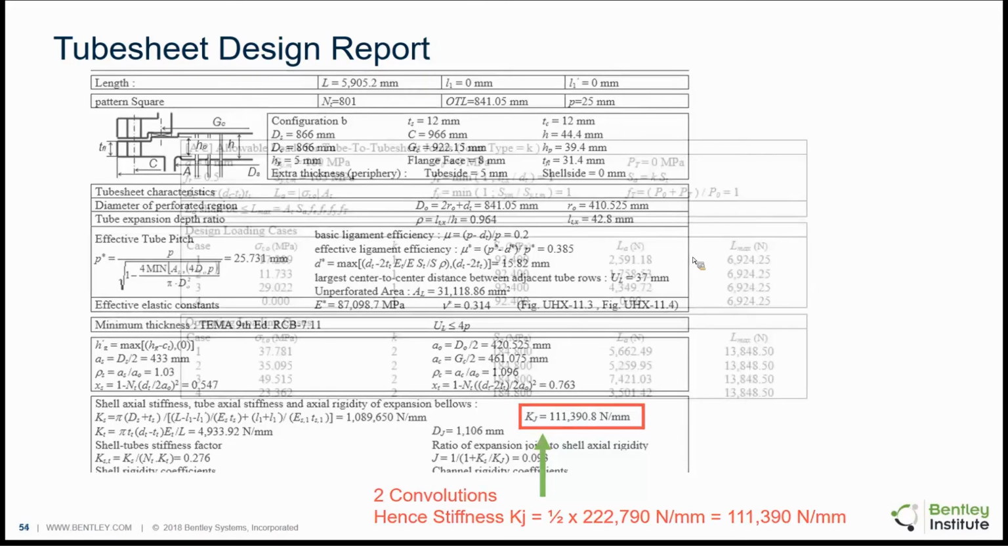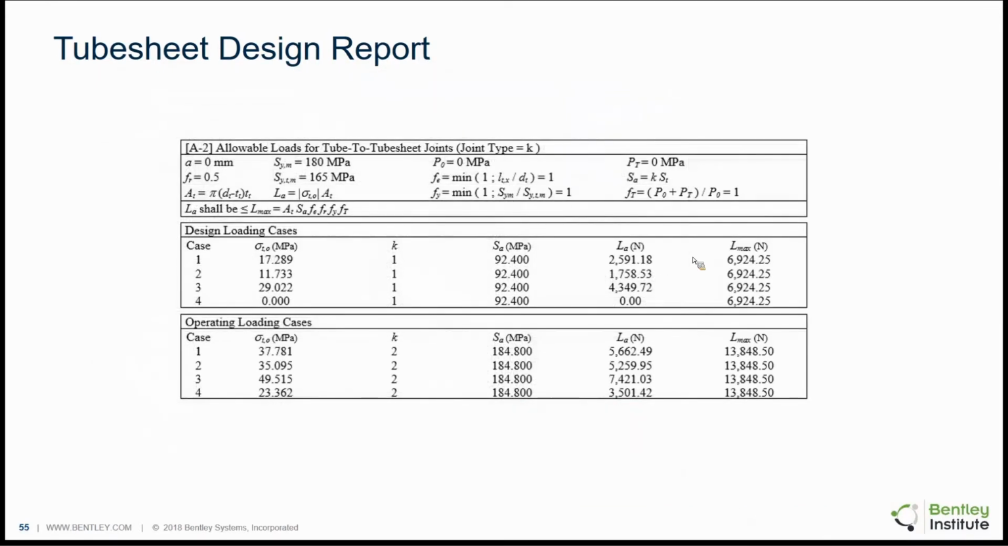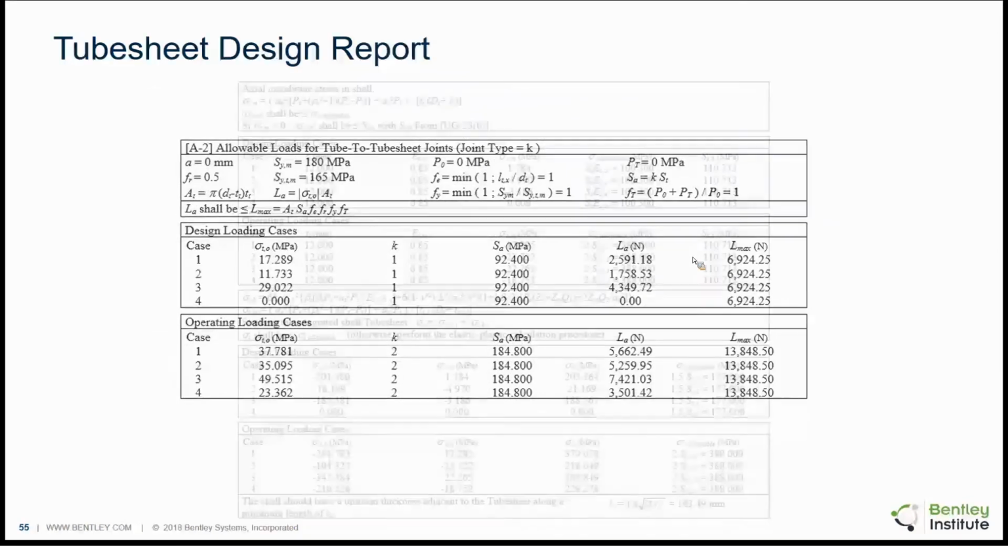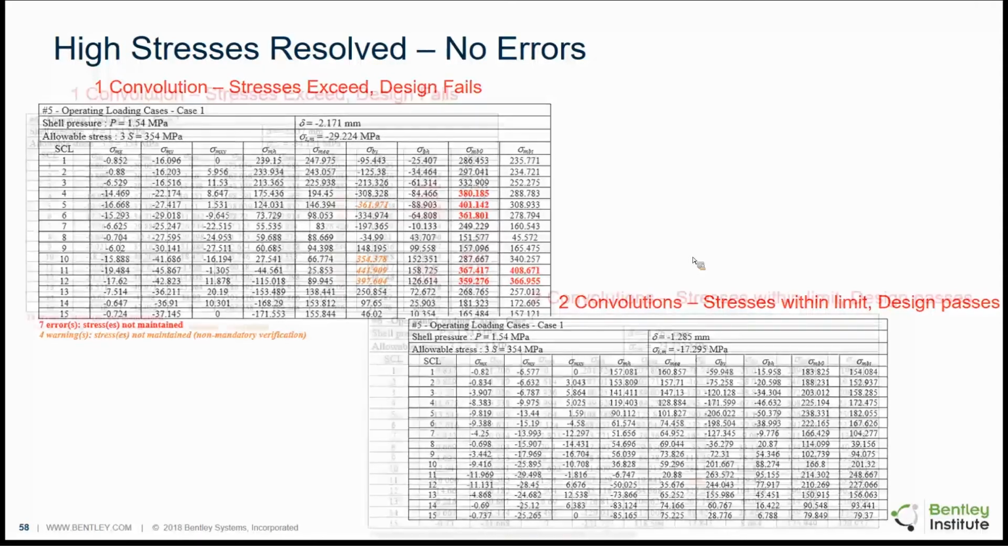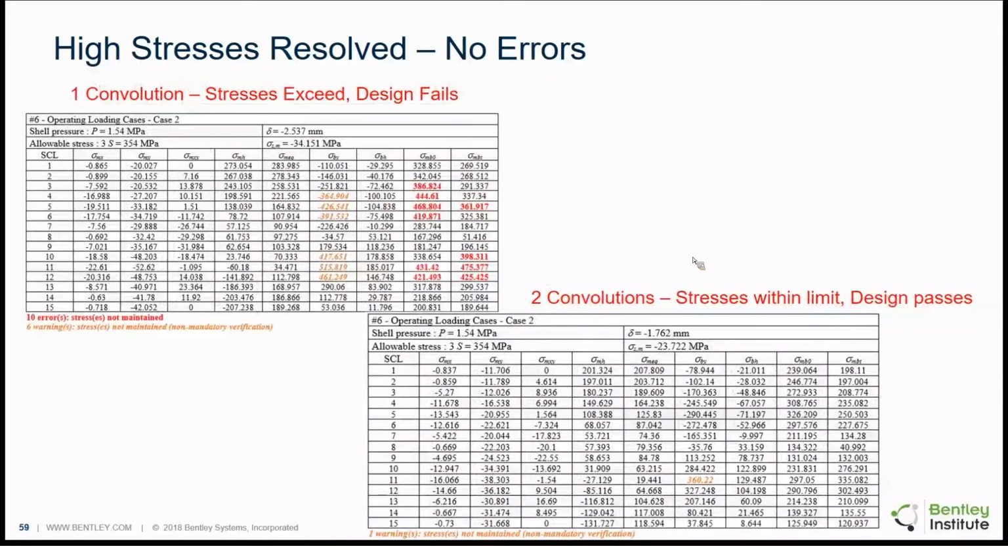And here we see a clean report for the tube sheet design. No error on tube sheet. And also, if we compare, with one convolution, the stresses exceeded, the design failed for operating loading case 1. But with two convolutions, all the stresses are within permissible limits. And the same goes for operating loading case 2, where the stresses exceeded and the design failed. But with two convolutions, the stress is within limit, the design passes.